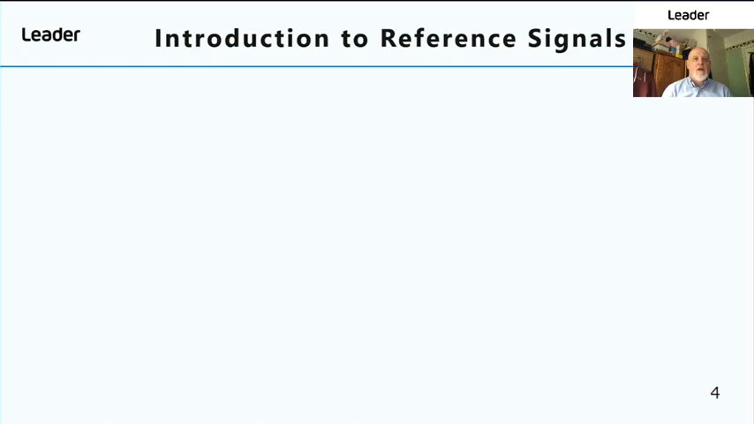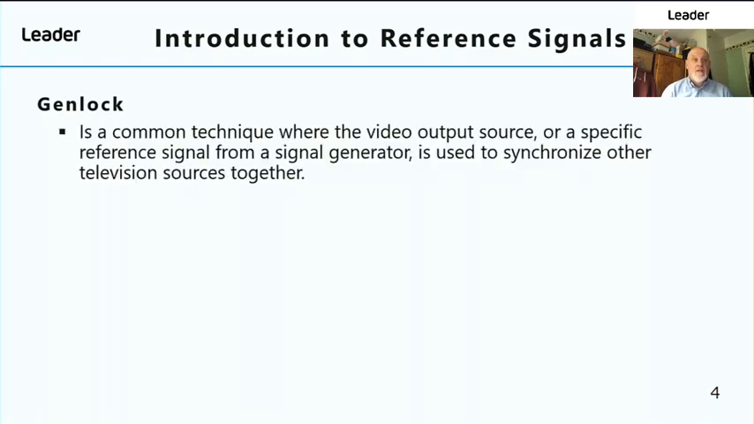So today we're going to look at reference signals and why they are absolutely critical to any part of the broadcast operation. So let's have a look at some of the terminology that's used, and we'll start off with GenLock, which is a common technique where the video output source or a specific reference signal from a signal generator is used to synchronize other television sources together.